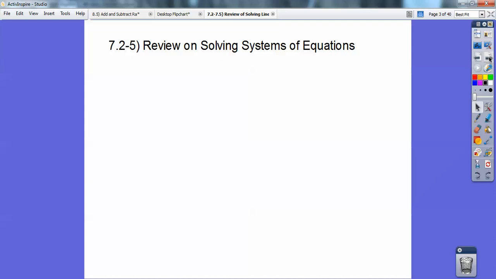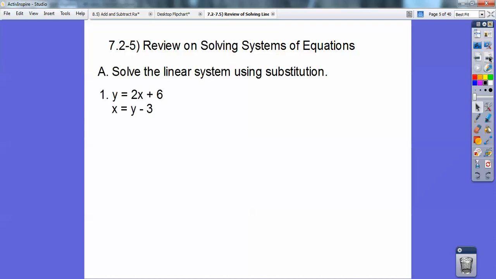Okay, so this is just a review of solving systems of equations. Let's solve the first using the substitution method. So go ahead and there's number one. I'm going to go kind of fast.